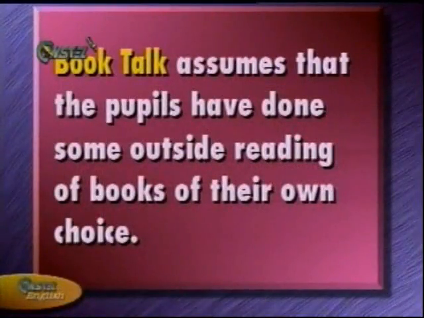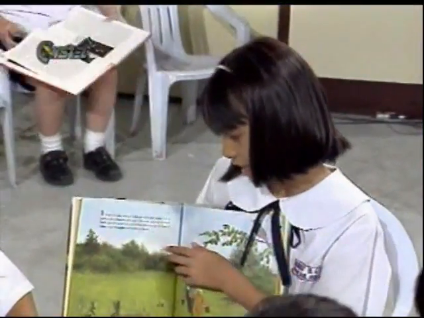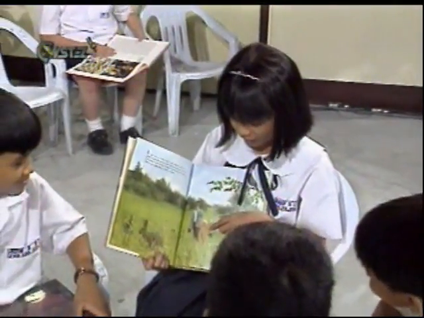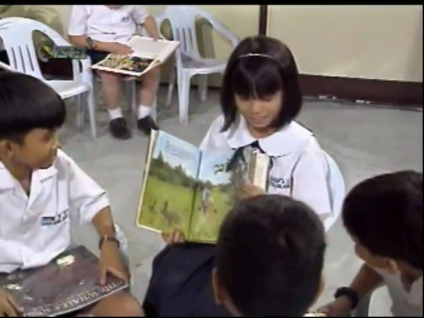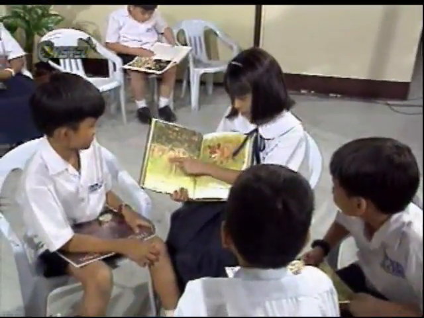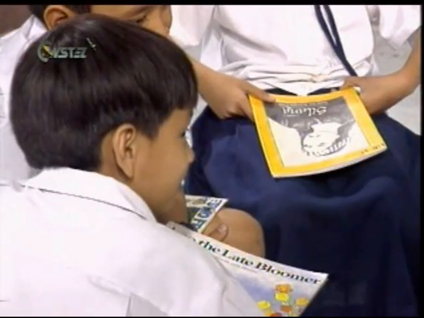There's a third way of using books for young learners. It is called book talk. Book talk assumes that the pupils had done some reading of books of their own choice outside the classroom. The idea is to share what the book is about and how each reader feels about the chosen book. Each child takes turns in talking about his or her chosen book. Book talk allows plenty of opportunities for the learner to use the language, using the book as context for search of meaning.